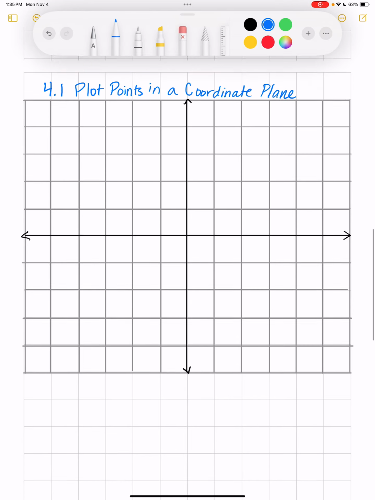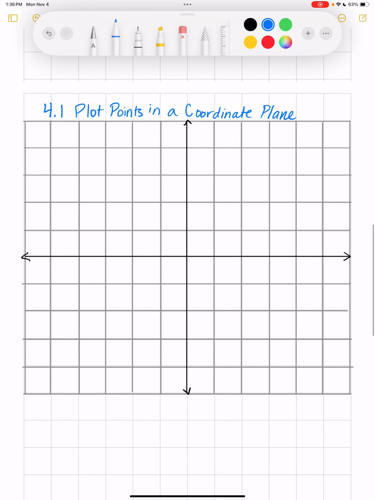All right, so this section is plotting points in a coordinate plane. So this is nice and simple, just intro to graphing essentially. But we're going to label this first graph.